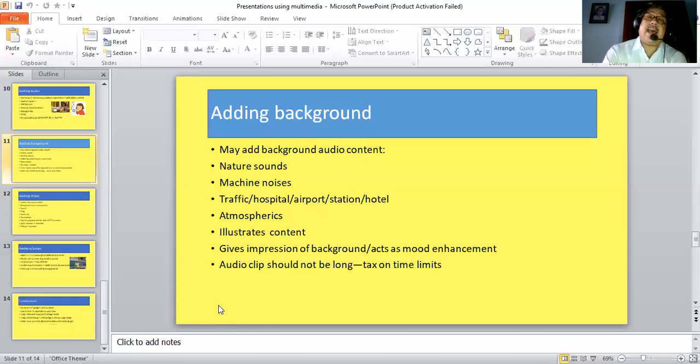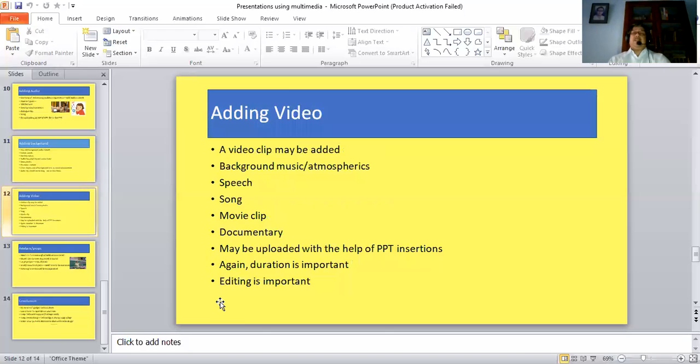We can also add video clips. Nowadays, of course, there are a lot of videos available on YouTube, and you can make your own videos. Videos by way of background or music or atmospherics, speech content, a song, a movie clip, or a brief documentary. These are all things that can be added to the presentation, and let me tell you that it enhances the quality of a presentation tremendously to have a video clip added by way of illustration.